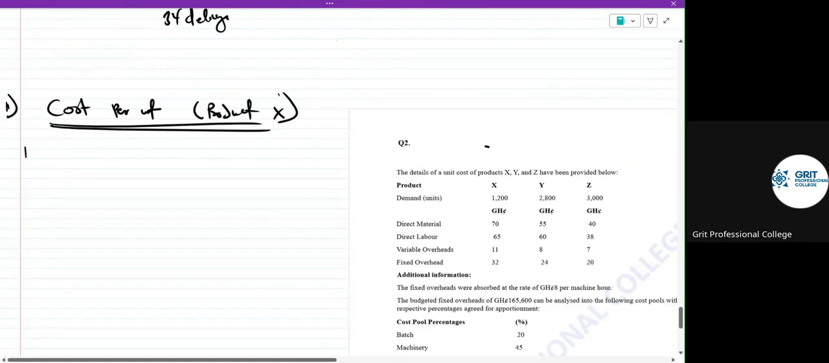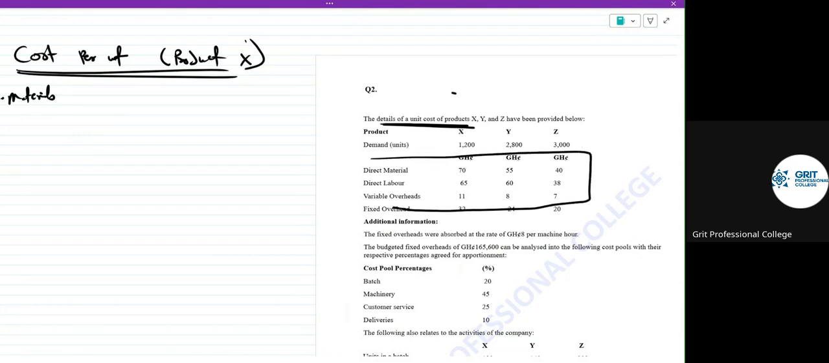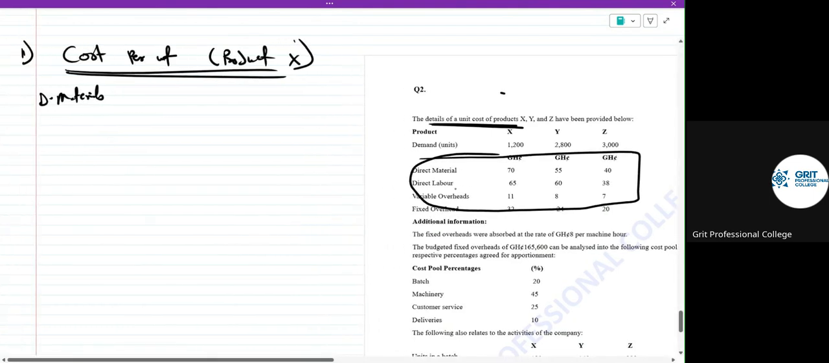Definitely you have direct materials, right? And look at it. The details of a unit cost of a product. This just gets to tell you that what you are seeing here with respect to the cost card is the cost per unit provided to you. Okay, the cost per unit.